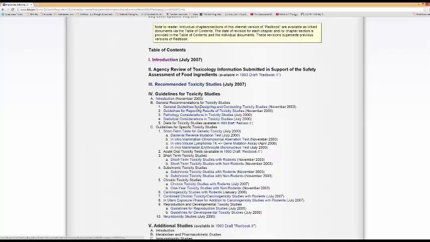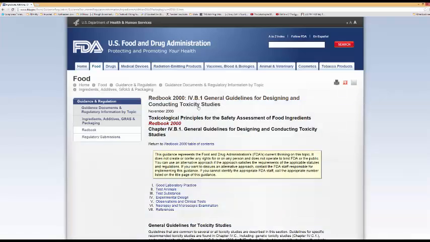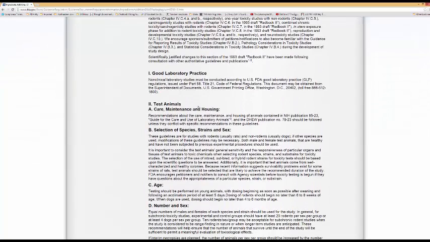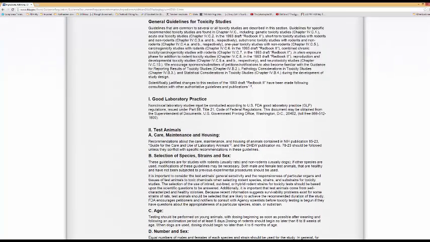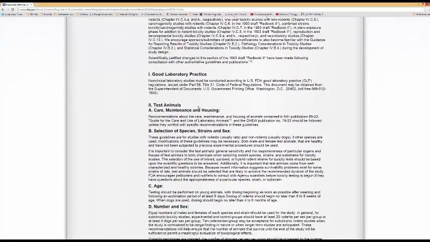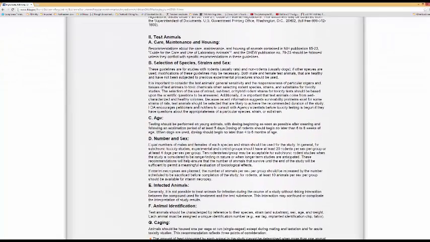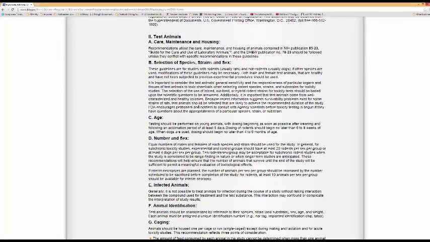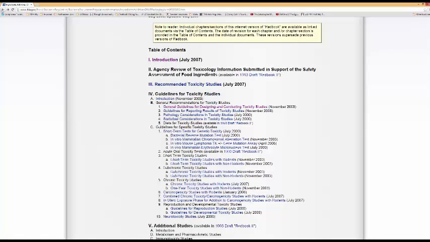But it is good to gain a sense just by looking at the general guidelines for conducting toxicity studies, good laboratory practices, test animals, the number of animals we need. All of these things come into play, and so it's very specific about what we're doing. And so it's very good to spend time when considering looking at a substance and determining whether or not you need a food additive petition, to begin to gain a sense of what that food additive petition would look like, and to gain a sense of what it's going to be in terms of the time involved to get it done.